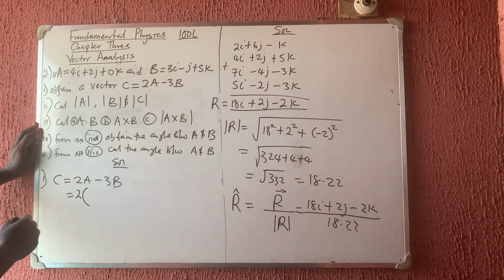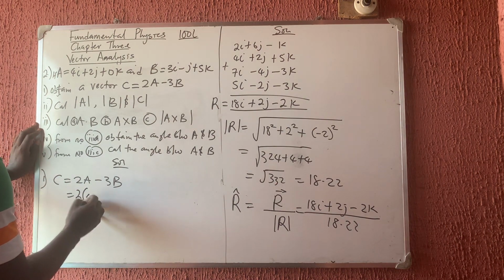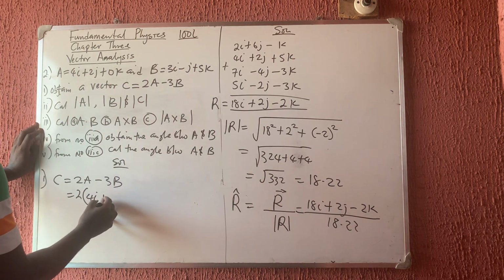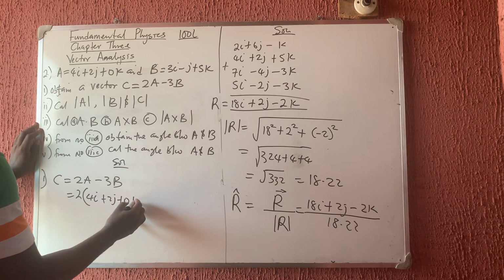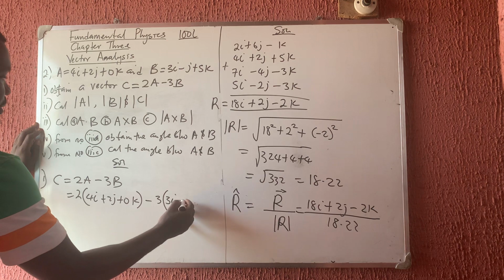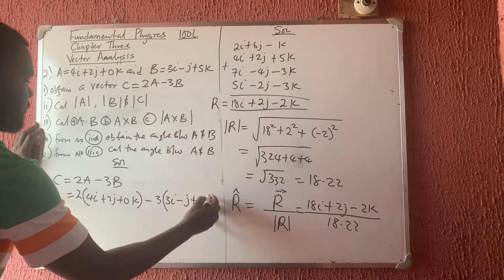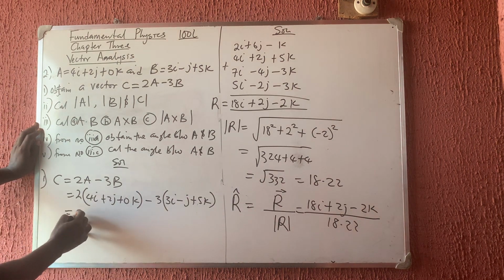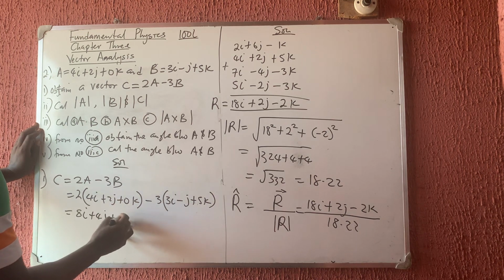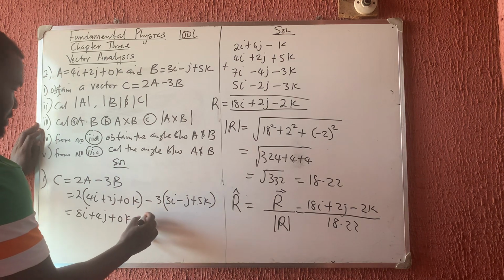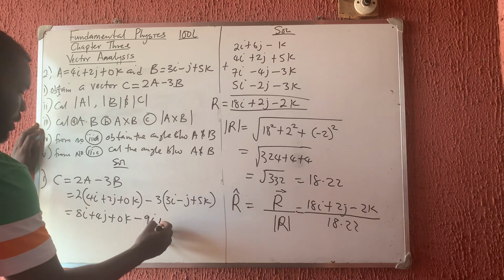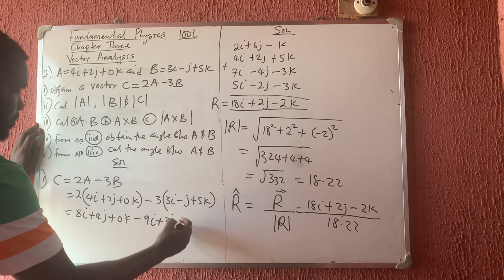2 in bracket, what is my A? My A is 4I plus 2J plus 0K, right? Minus 3 into 3I minus J plus 5K. So let me open the bracket. 2 times this, 8I; 2 times this, plus 4J; 2 times this, plus 0K. Minus 3 times this, minus 9I; minus minus is what? Plus 3J; minus plus is what?